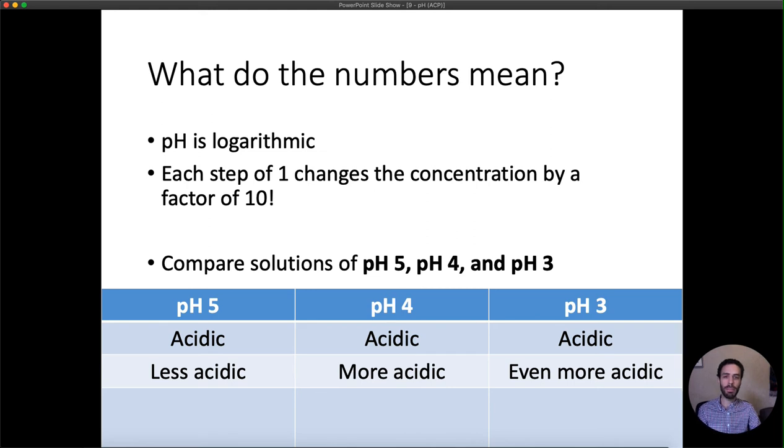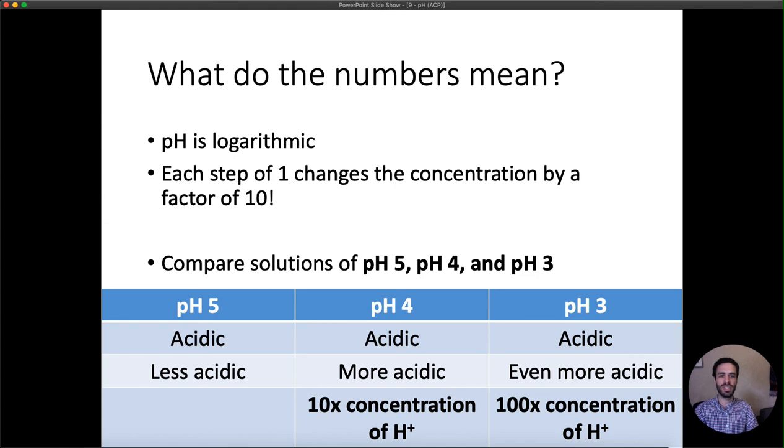More than that, we can compare the concentration of hydrogen ions in these three solutions. Using pH 5 as a benchmark, pH 4 is one step on the pH scale, from 5 to 4. That one step means that the concentration of hydrogen ions is 10 times as much in pH 4 as pH 5. pH 3 is 2 steps on the pH scale, 5 to 4 to 3. So that means that the concentration of hydrogen ions will be 10 times and 10 times again, so that's 100 times the concentration of H+ in pH 3 compared to pH 5.